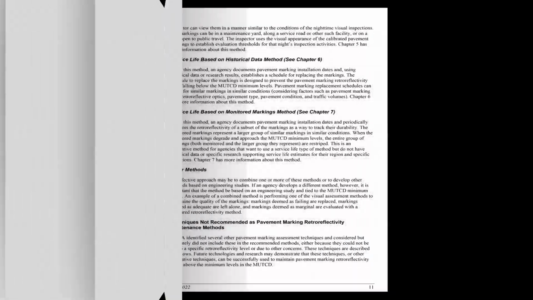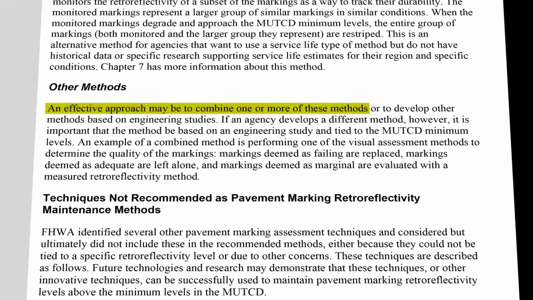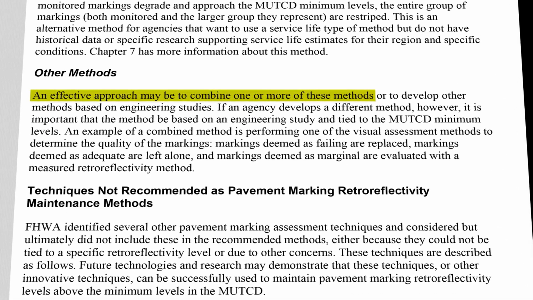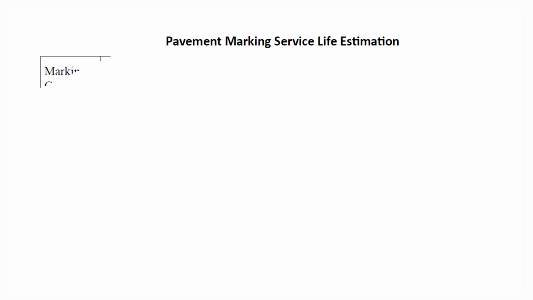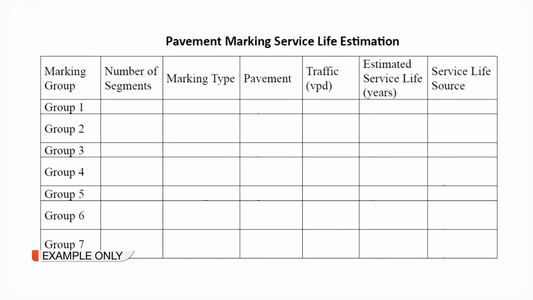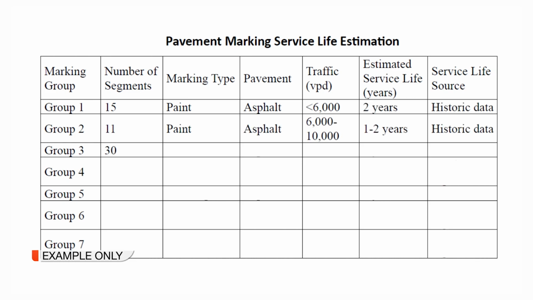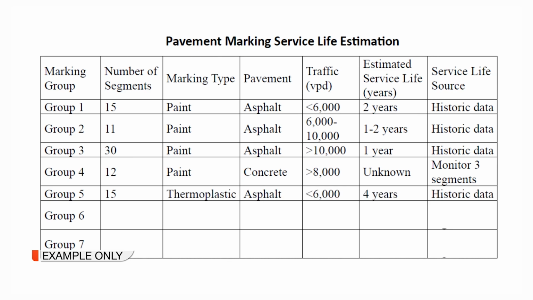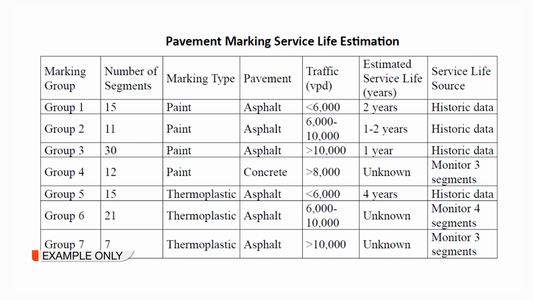Both service life methods can be used as standalone methods or in combination with other methods to help you maintain your pavement markings. For instance, you may be able to determine the service life for some markings, but not others. In this case, you might need to monitor a subset of the markings with the unknown service life for a few years until you collect enough data on that type of pavement marking under local conditions to determine the service life.